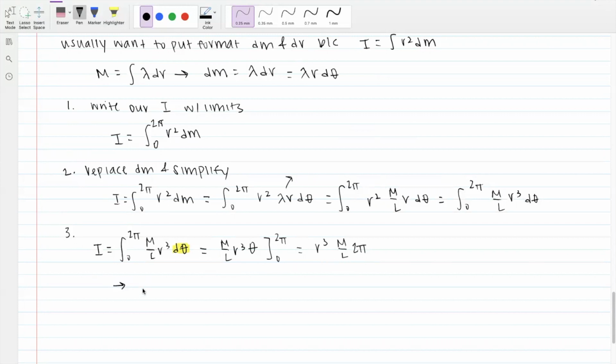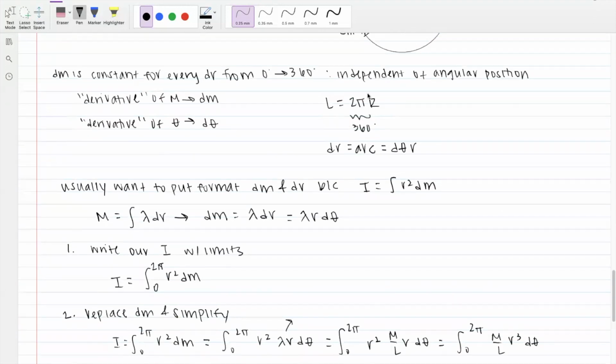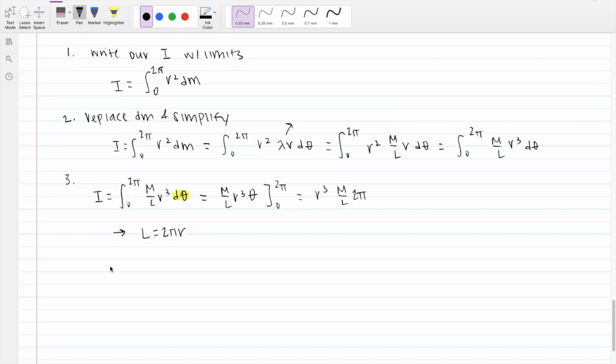Now let's keep in mind that our L is equal to 2 pi r, correct? Like what we have here. So your inertia is equal to r to the third times m over 2 pi r times 2 pi. And as you can see, this will cancel to make this r squared. These 2 pi's will cancel. And we'll get that the moment of inertia is equal to m r squared.